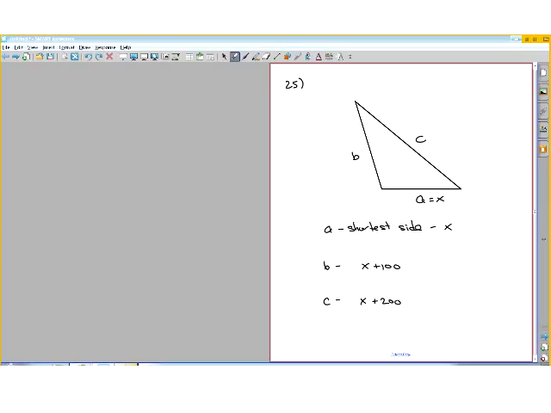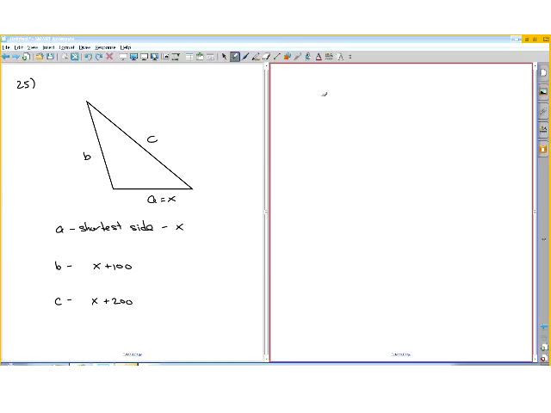The perimeter of the lot is 1,200 feet. So we know that the sum of those three, A plus B plus C, is equal to 1,200 feet. So what we do is we substitute in each one in terms of X, which is the length of the shortest side. So we have X for A, X plus 100 for B, and X plus 200 for C, and that all has to equal 1,200. So now we just have to combine like terms. We get 3x, since x plus x plus x gives us 3x, and 100 plus 200 gives us 300.